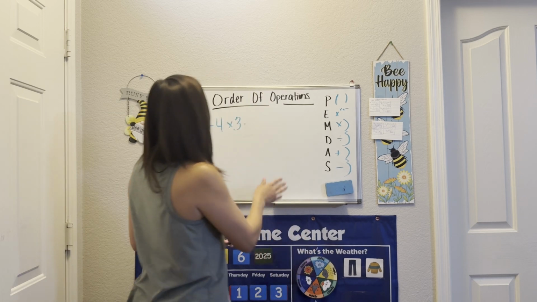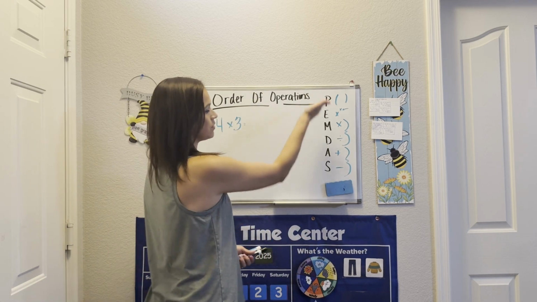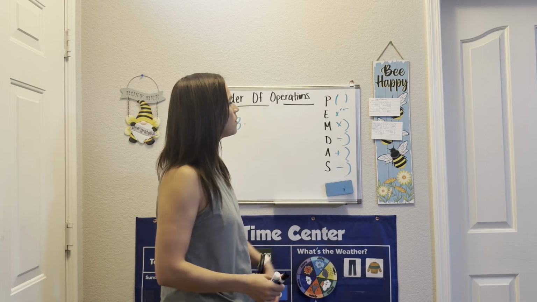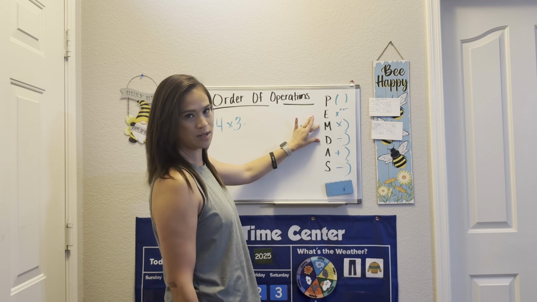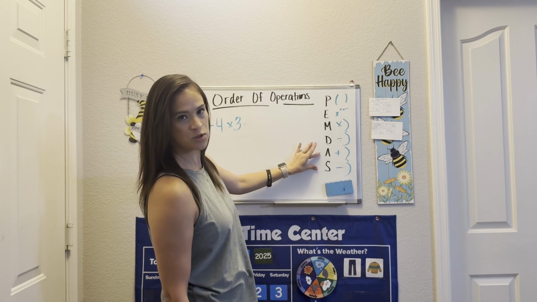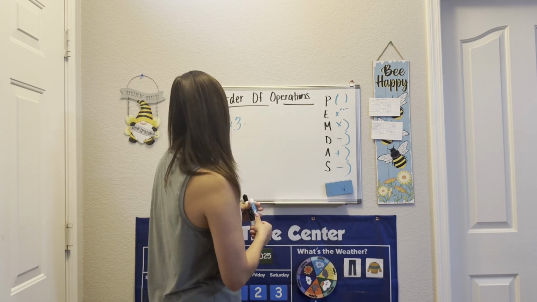So for the first one, we have 6 plus 4 times 3. We are doing the order of operations using the PEMDAS. And just a quick review, we have parentheses, exponents, multiplication and division from left to right, and then addition and subtraction from left to right. So that is the order we like to do for the order of operations.